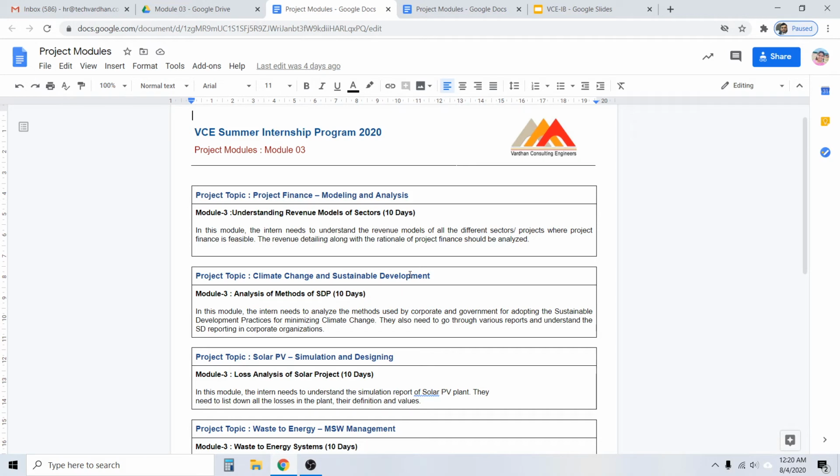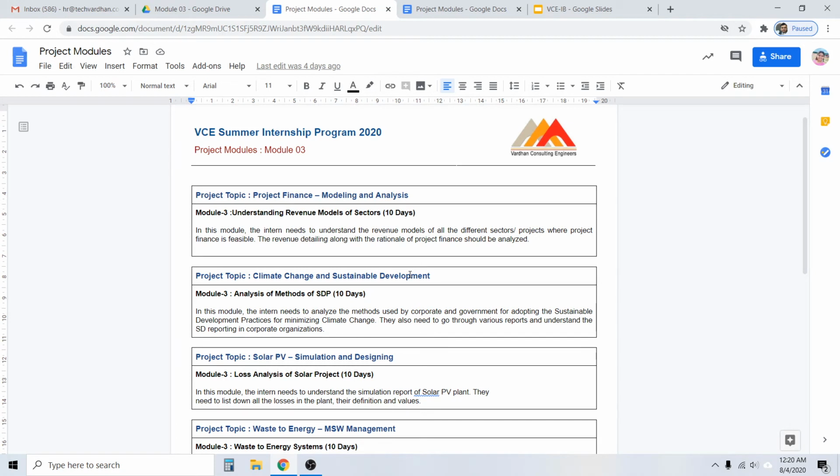They sign a long-term power purchase agreement for 25 years at 3 rupees, 3.5 rupees, 2.5 rupees, something like that. Then the developer invests all the money, sets up the whole power plant, and whatever electricity is generated is sold to the utility companies. Then they get billed, and they get the money from the utility companies. This is how the revenue works.